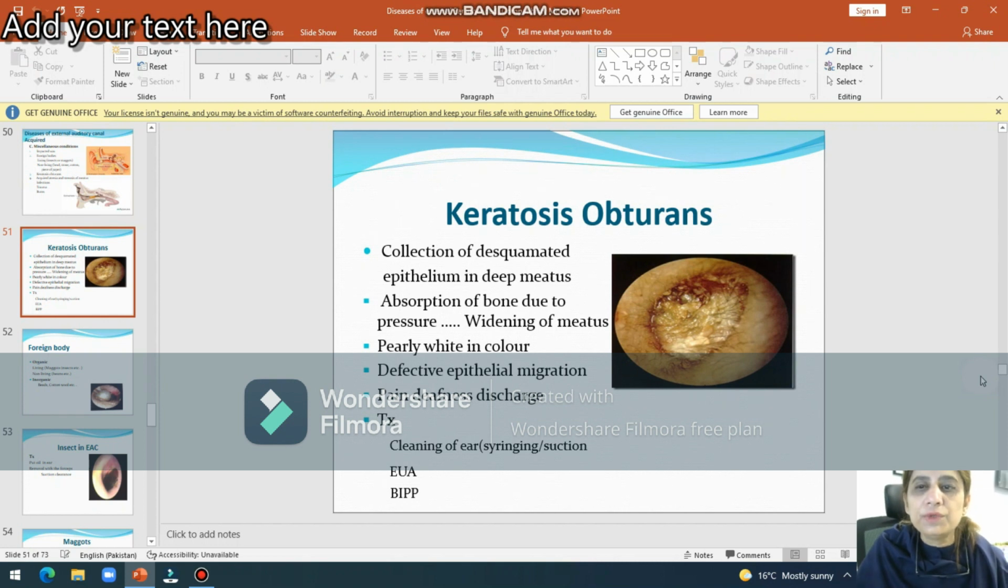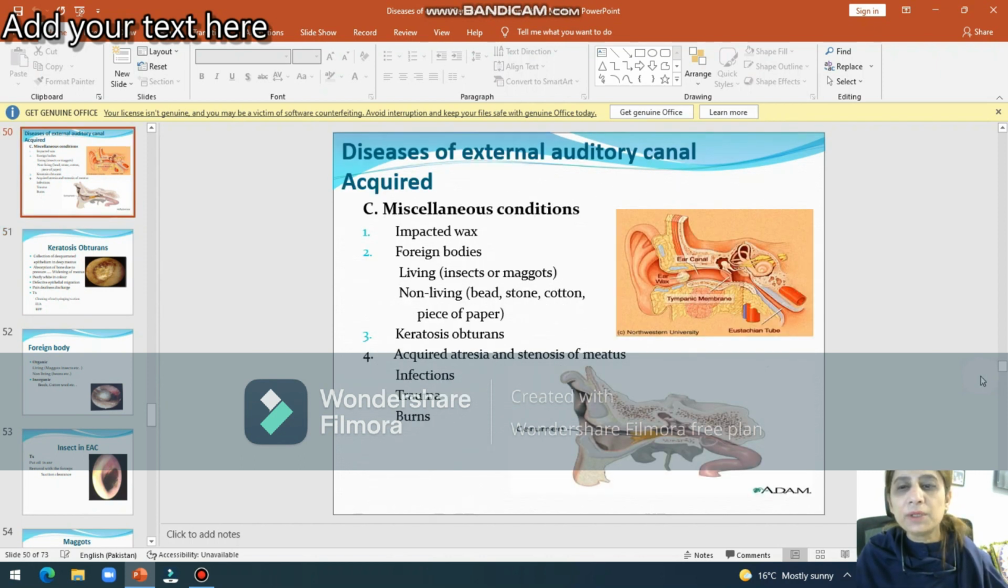So it is difficult to remove this hard impacted desquamated epithelium along with wax. We will make it soft with the help of soda glycerin, and 5% soda glycerin is given, and then this hard material is removed with the help of suction, syringing, and with the help of a probe. Then an antibiotic is given for healing of the skin and to prevent further secondary infection, and the external auditory canal is packed with a wick to prevent any infection.